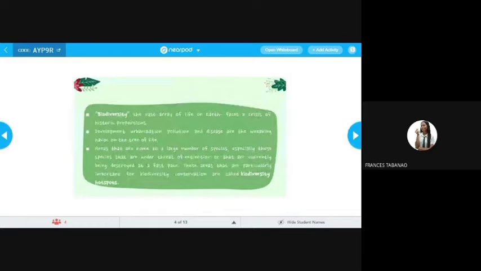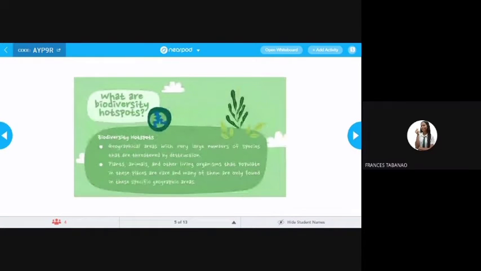In order to prioritize the areas that should be protected, scientists look for areas that are home to a large number of species, especially those species that are under threat of extinction or that are currently being destroyed at a fast pace. These areas that are particularly important for biodiversity conservation are called biodiversity hotspots. What are biodiversity hotspots? Biodiversity hotspots are geographical areas with very large numbers of species that are threatened by destruction. Plants, animals, and other living organisms that populate these places are rare, and many of them are only found in these specific geographic areas.